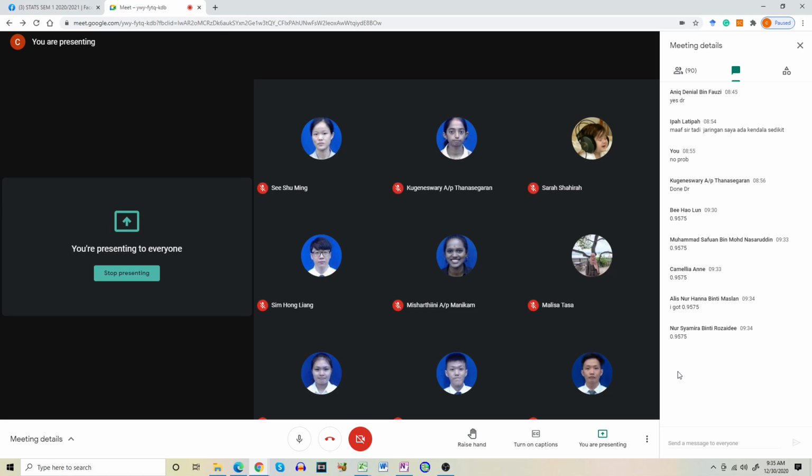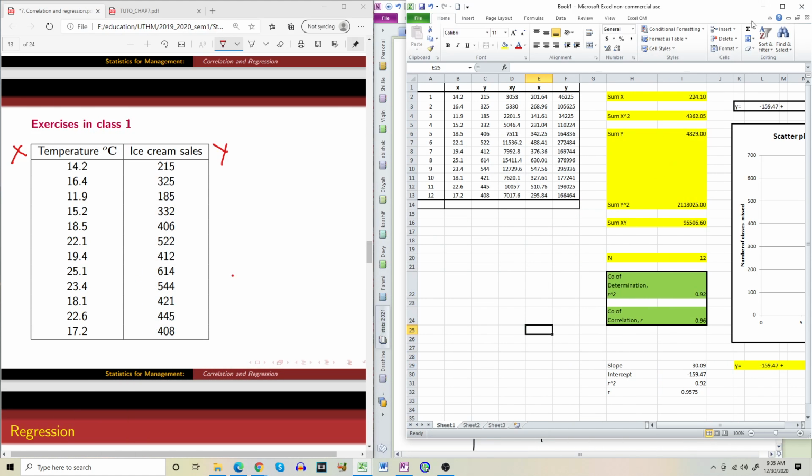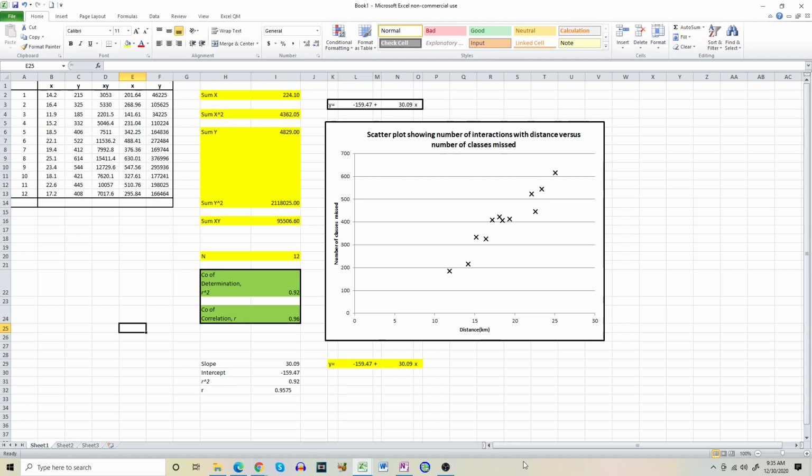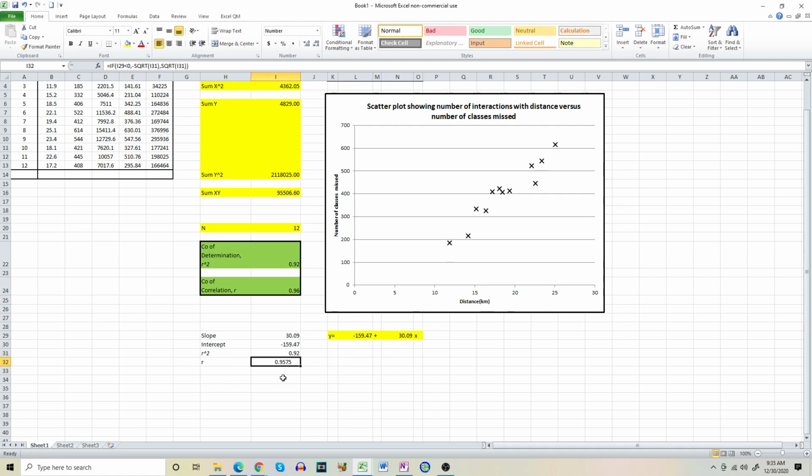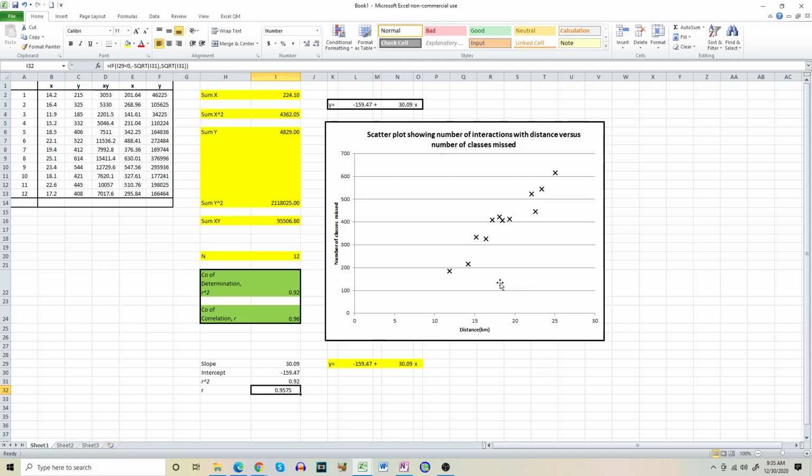All right, any of you get it? That's good. So if you see here, I use Excel to just speed up the teaching. Of course, I can show the computation in the class, but due to time limitation, I need to use Excel. So your answer is 0.9575, and if you plot, you can see the line is going up. The pattern is going up, so of course it is positive. If it is going down, it is negative.